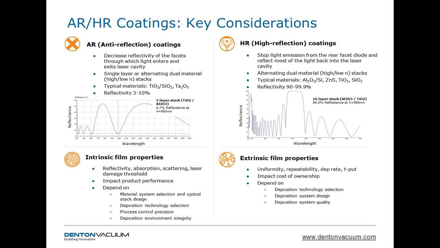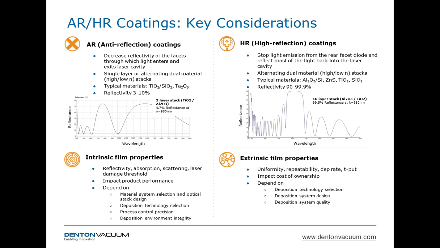They're done in some cases with a single layer of appropriate refractive index material, or more often for high quality coating, they'll have alternating dual material high and low refractive index stacks. Typical materials used for these coatings are TiO2, SiO2 stacks. Sometimes TiO2 is replaced with tantalum pentoxide. And the key physical property of this film would be reflectivity, and the reflectivity should be in the range of 3 to 10%.